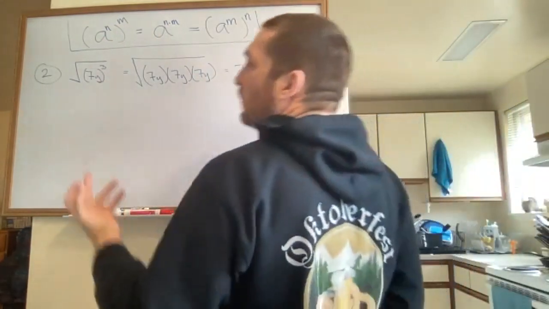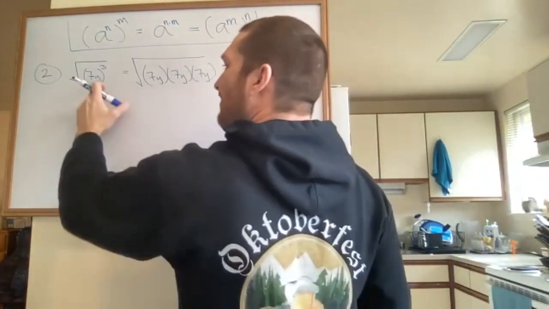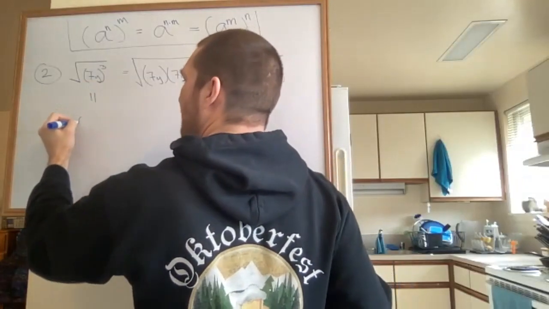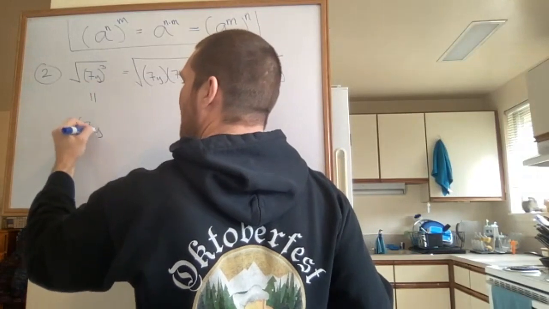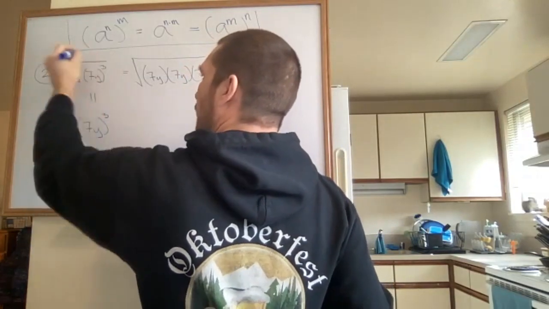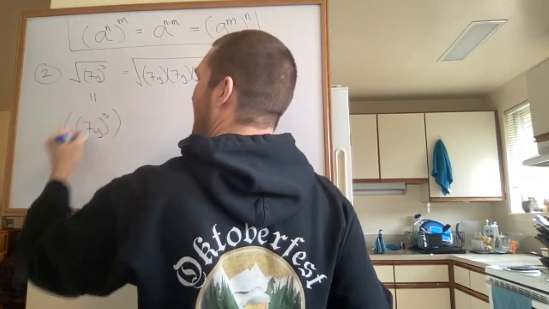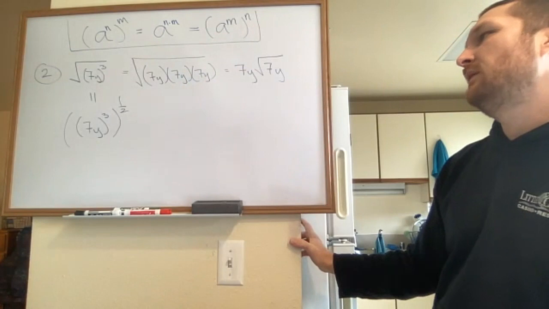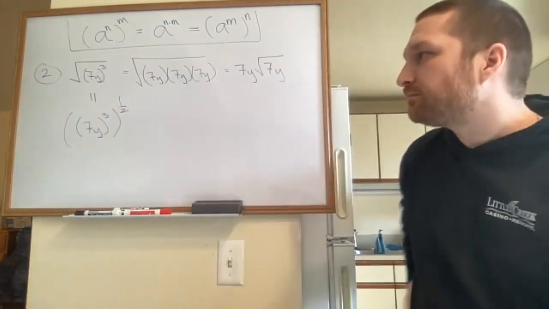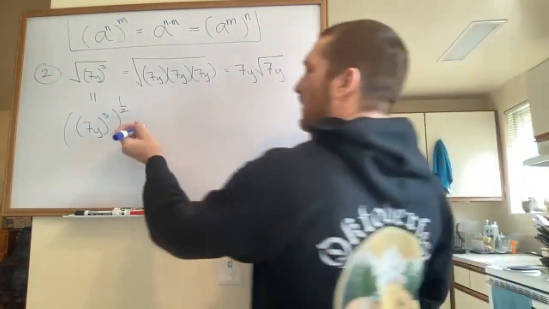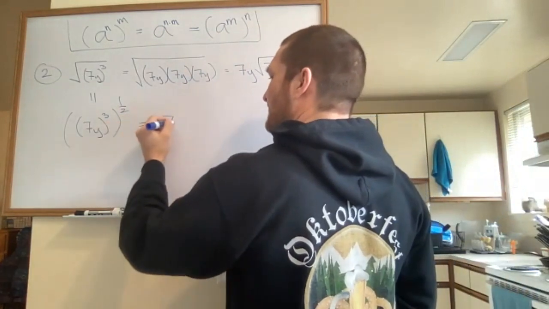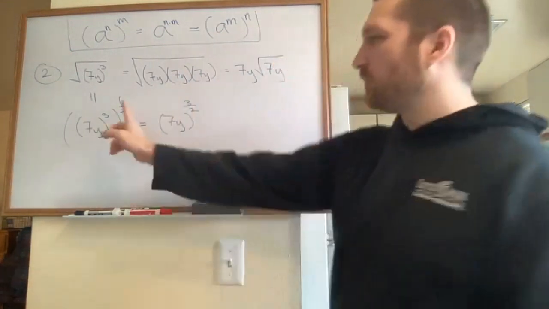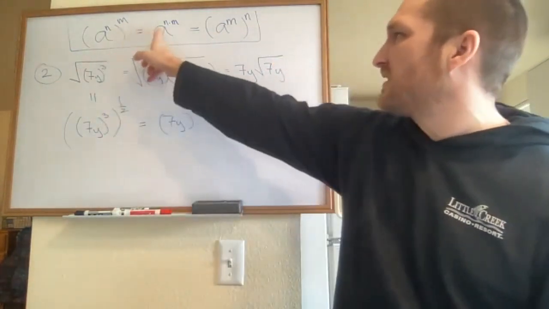But another way we could do this is to say, well, instead of writing that as a root, we can write that as a fractional exponent. And so we could take this guy right here and say, oh, that's the same thing as 7y raised to the 3/2, right? I just multiplied those 2 numbers together. I just used this fact right here.